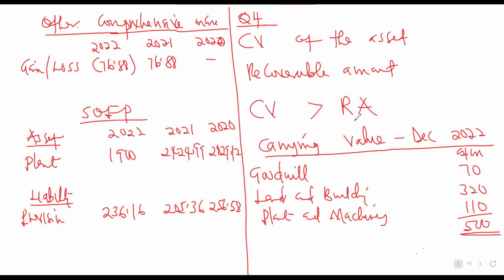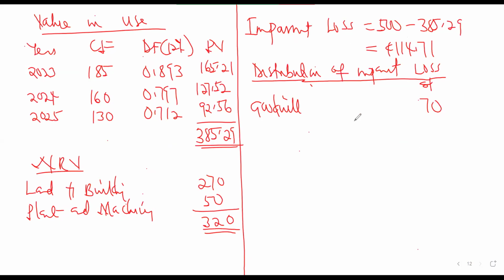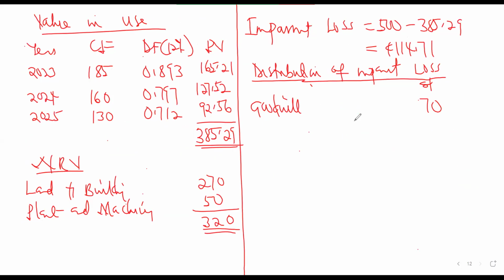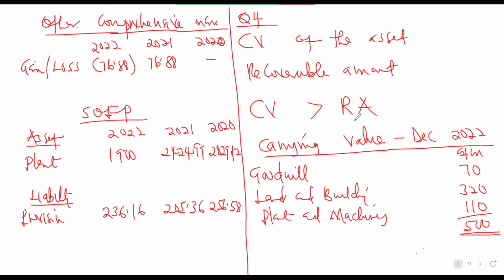the plant and machinery. Land and building, what is their net realizable value? It's 270, isn't it? Yeah. Okay, and this one is 320. If you count the plant and machinery, this thing is what? 110. Sometimes they can give you this figure. You see, this is 110, isn't it? Plant and machinery is 110, the carrying value.